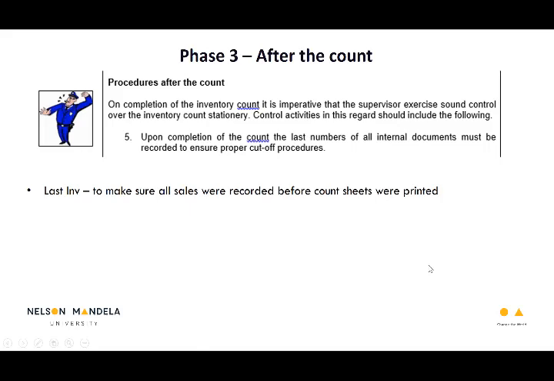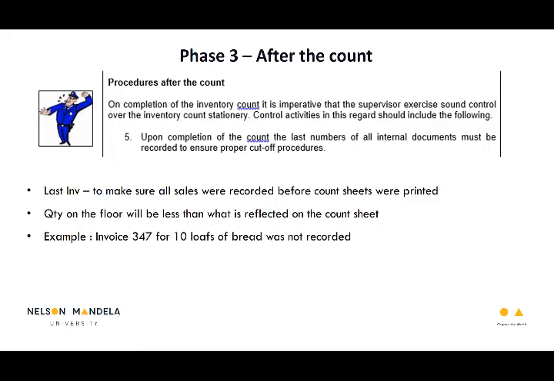So the last invoice must be recorded so that we make sure that all our sales were recorded before the inventory sheets were printed. If sales took place and these sales were not reflected in our sales journal, what do we expect to find? If that is the situation, then the quantity of inventory items on the floor will be less than what is reflected on the count sheet. If we take an example, invoice 347, which was for 10 loaves of bread, was accidentally not recorded into our sales journal.